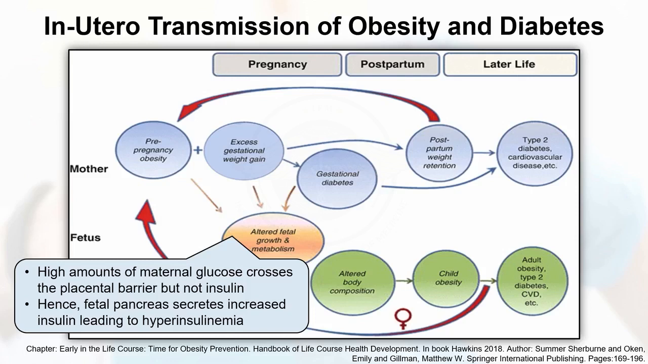So this is the importance that if you have pre-pregnant obesity, excessive gestational weight gain, you develop gestational diabetes, even if you don't lose postpartum weight and continue to be obese, then you are at greater risk of developing type 2 diabetes and cardiovascular disease. So this is the in utero transmission of obesity and diabetes.